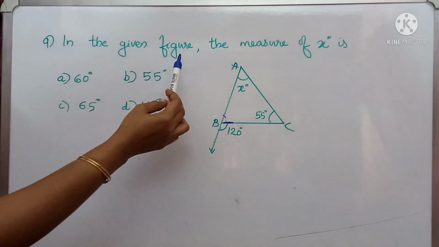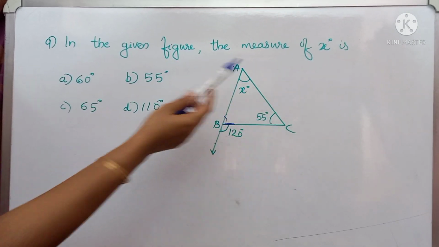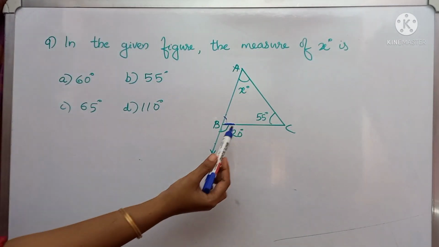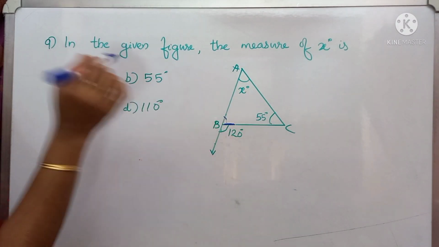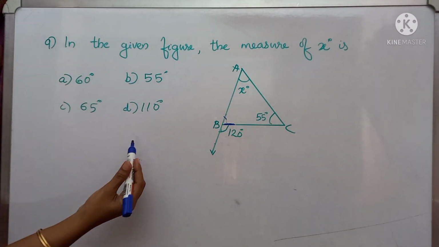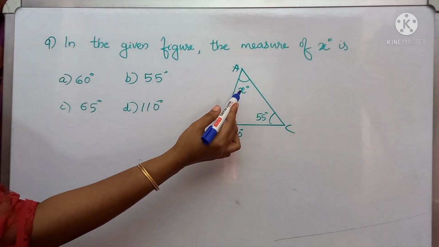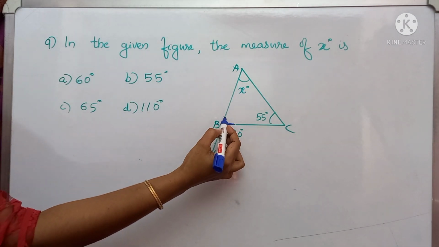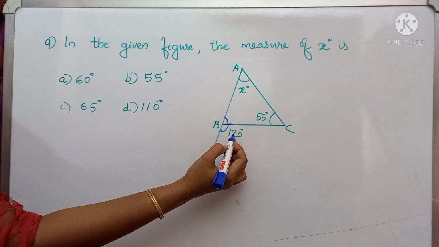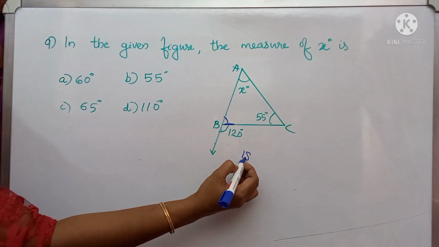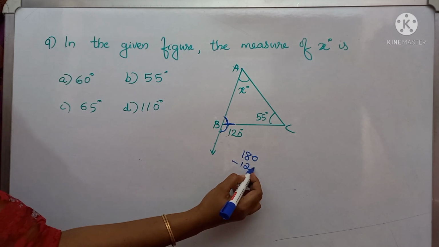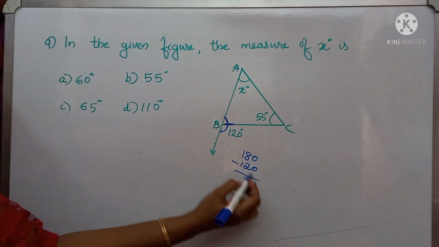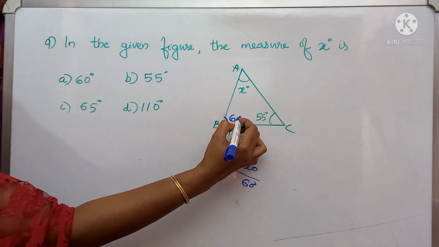Number 9, in the given figure, the measure of x degree is. Here you can see ABC is a triangle and x degree is one of the interior angles of this triangle. For finding x degree, we have to find this angle B. Here you can see this is a linear pair. So 180 minus 120 is equal to 60 degree. Then we can write that 60 degree angle here.